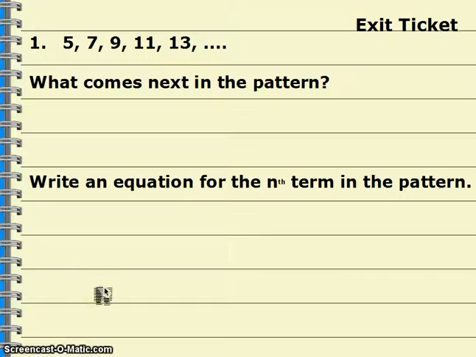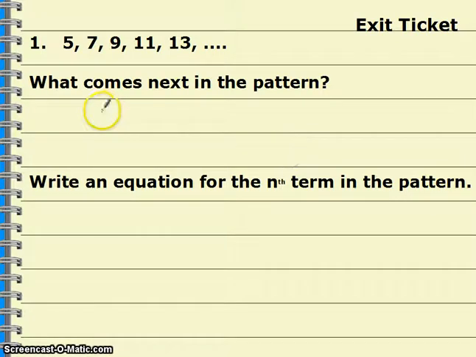Alright, so here we have a sequence and we're trying to determine what comes next in the pattern. This is pretty basic and straightforward, and this is inductive reasoning, not deductive. So we're looking at what comes next. We've got 5, 7, 9, 11, 13. I can look at this in two ways. What do you think comes next?